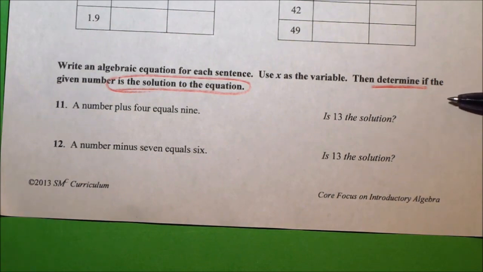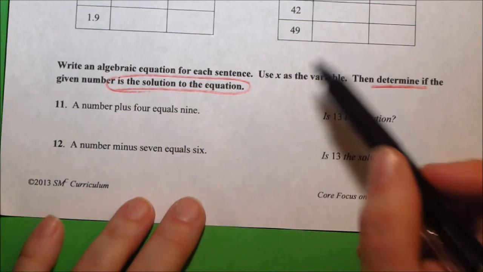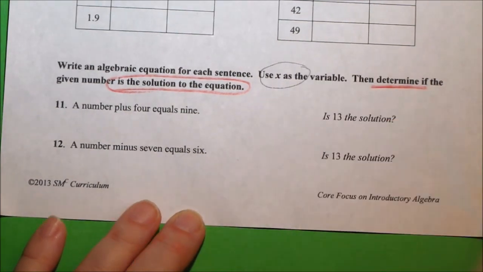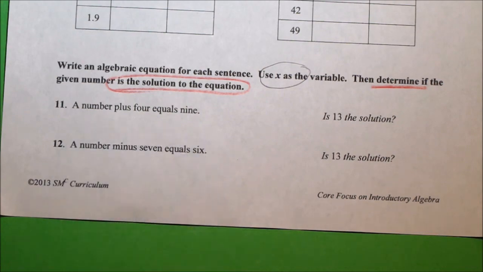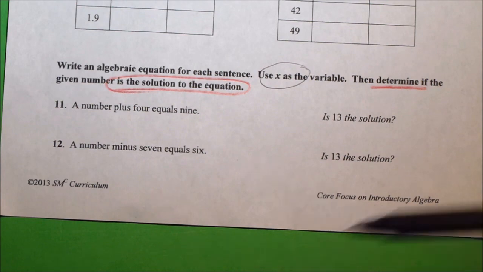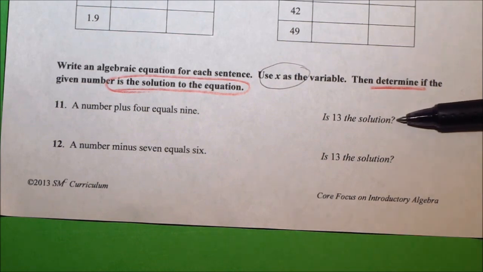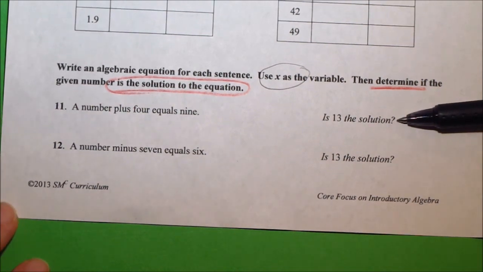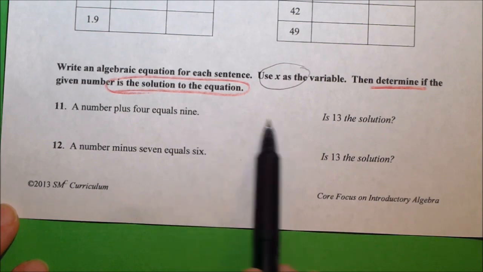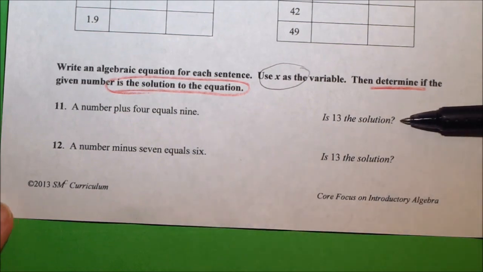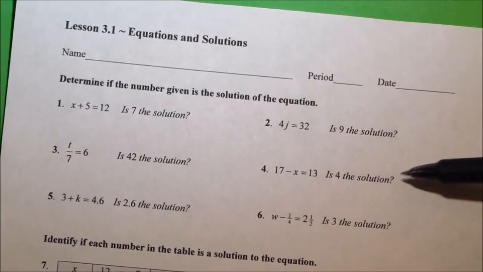You're just determining a solution. Let's see, I should have circled that too. Make sure you're using x as your variable, and the only difference is you have to write the equation from the words. And then over here, it's asking you, is 13 the solution to the equation that you wrote? And then you'll prove whether it is or is not, the same way that you do with these problems right up here.